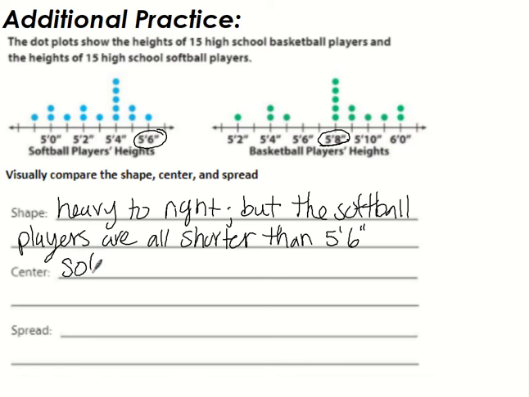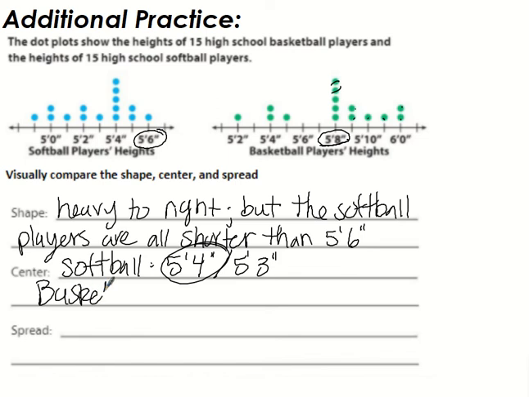So softball players is around 5'4", maybe even 5'3", but I would probably go with 5'4". And then the basketball players, same idea. Looks kind of like it's at 5'8", but 1, 2, 3, 4, 5, 6. 1, 2, 3, 4, 5, 6. Definitely would probably say it's at 5'8". So basketball is at 5'8". That's its center. Okay, and you can kind of tell it looks like that.